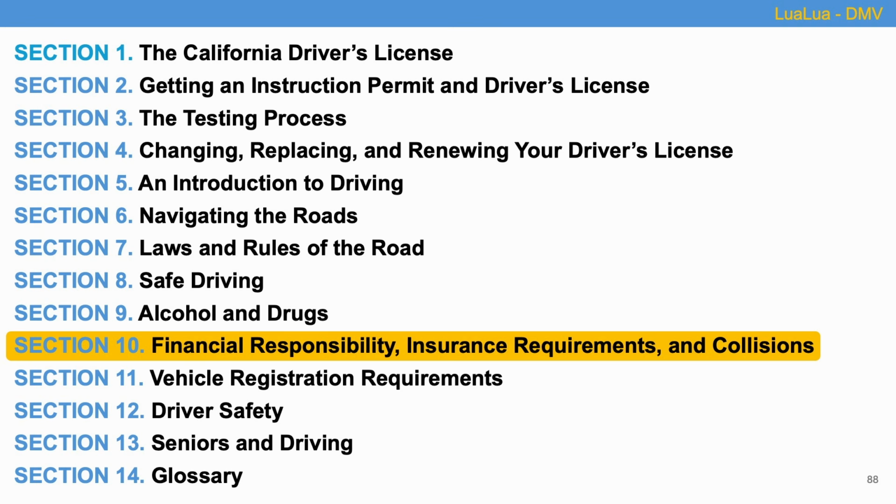Reporting a collision. If you are in a collision, you must report it to DMV within 10 days if the collision caused more than $1,000 in damage to property, or anyone was injured or killed. This applies even if the injuries were minor. Each driver must file a Report of Traffic Accident Occurring in California, SR1, with DMV at dmv.ca.gov/accidentreport. You, or your representative, must file a report whether or not you caused the collision.